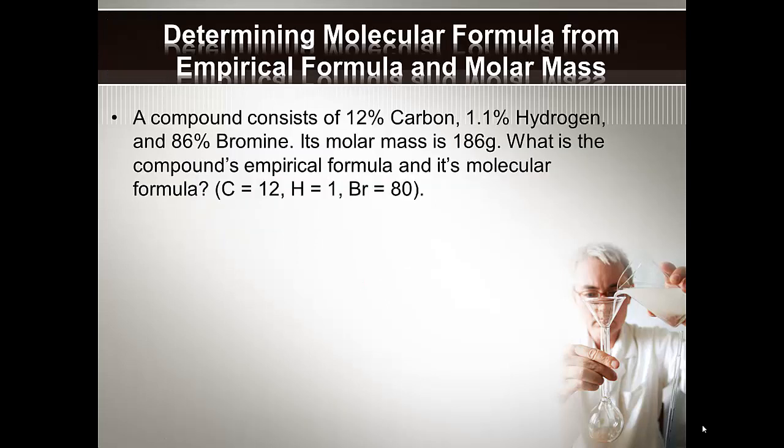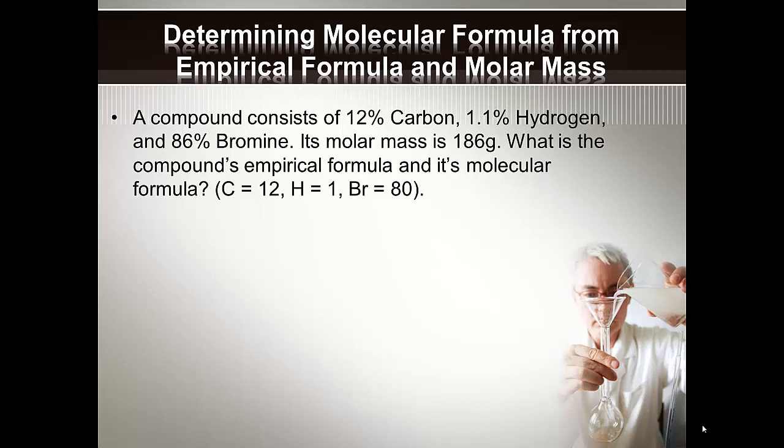Now, determining molecular formula from empirical formula and molar mass. A compound consists of 12% carbon, 1.1% hydrogen, and 86% bromine. Its molar mass is 186 grams. What is the compound's empirical formula and its molecular formula? So now we're determining the molecular formula as well.